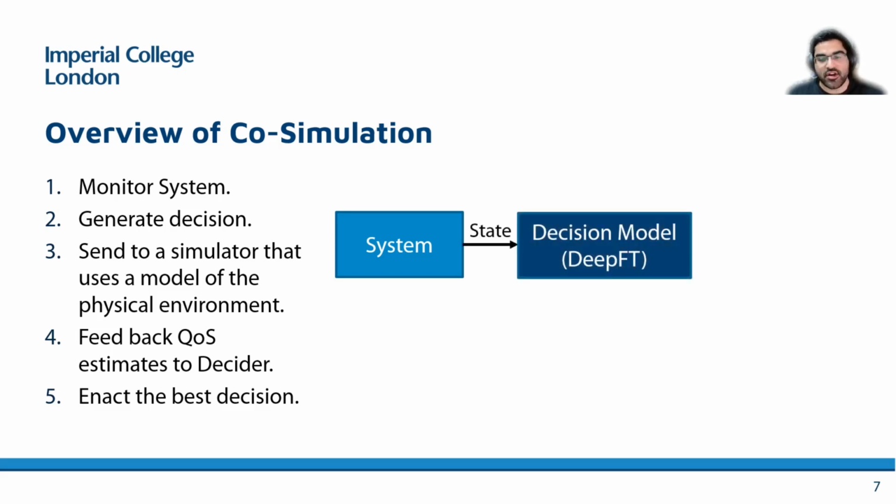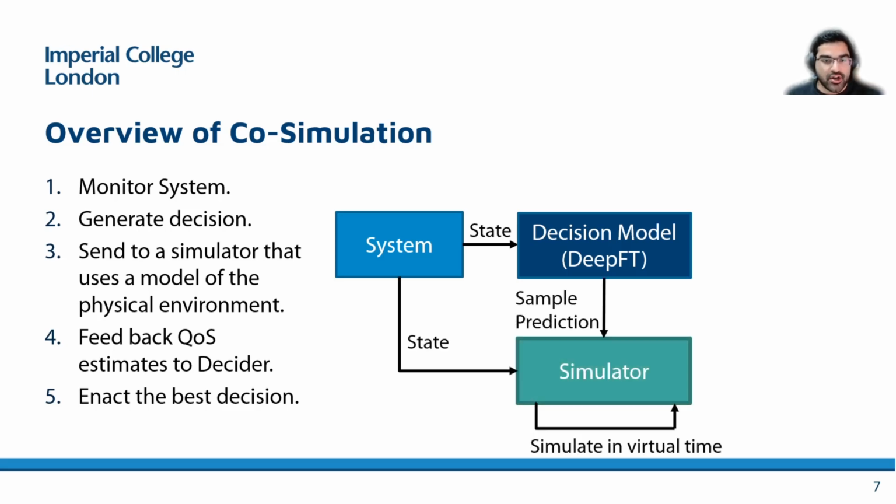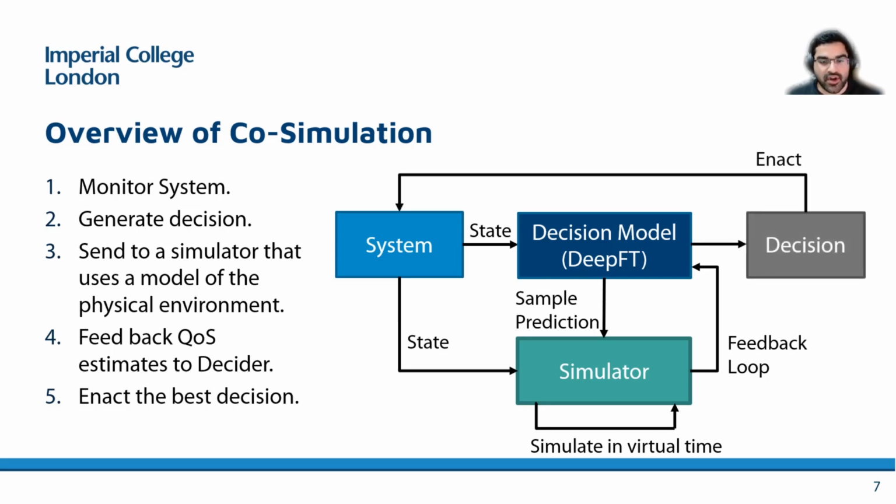Second, we send the monitored metrics to a decision model, which in this case is DeepFT. Third, we send the system state with the sample decisions to test to an event-driven simulator that quickly generates QoS estimates for each decision. Four, we send these QoS estimates as feedback to tune the decision model and perform online optimization of the decision. And five, we enact the best decision of the decision model in a physical setup and continue this iteratively in a discrete time control setting.